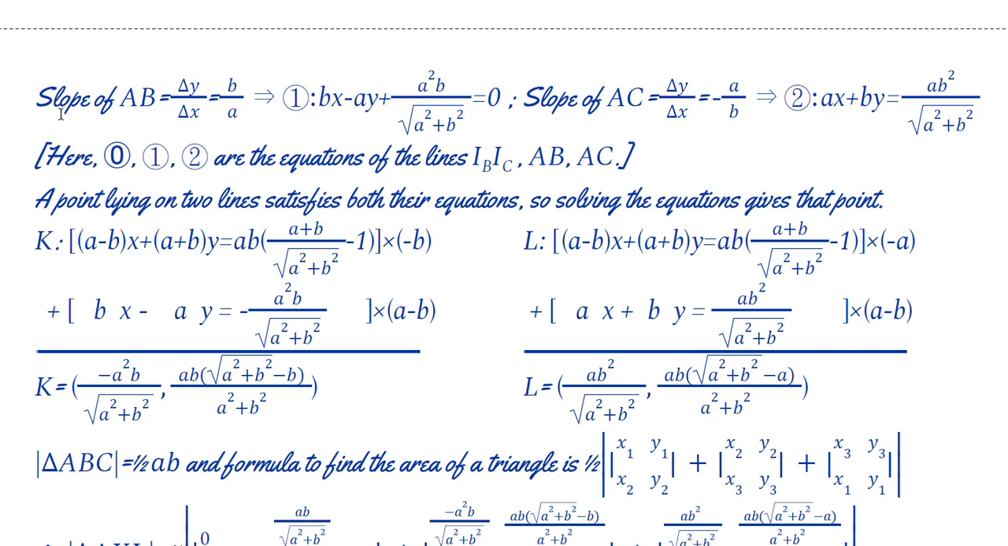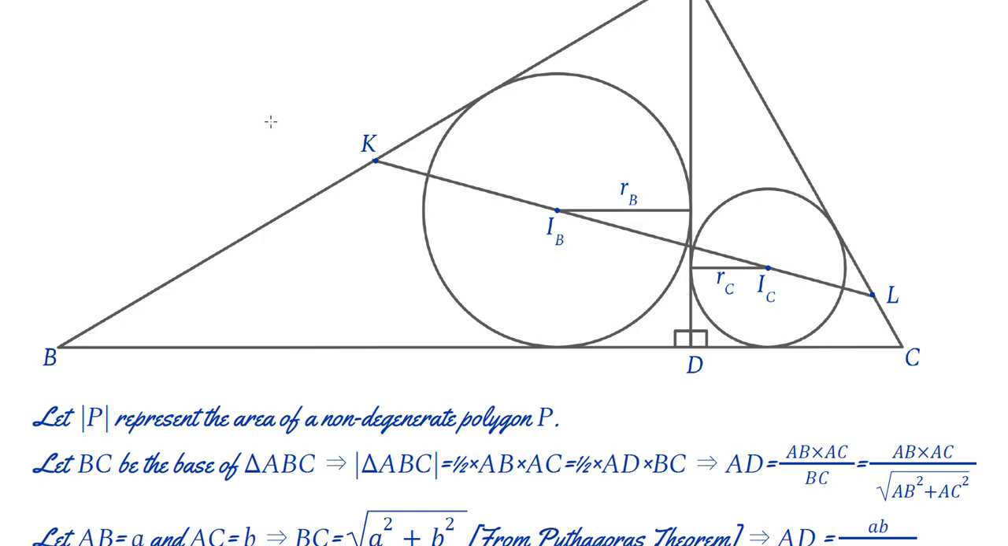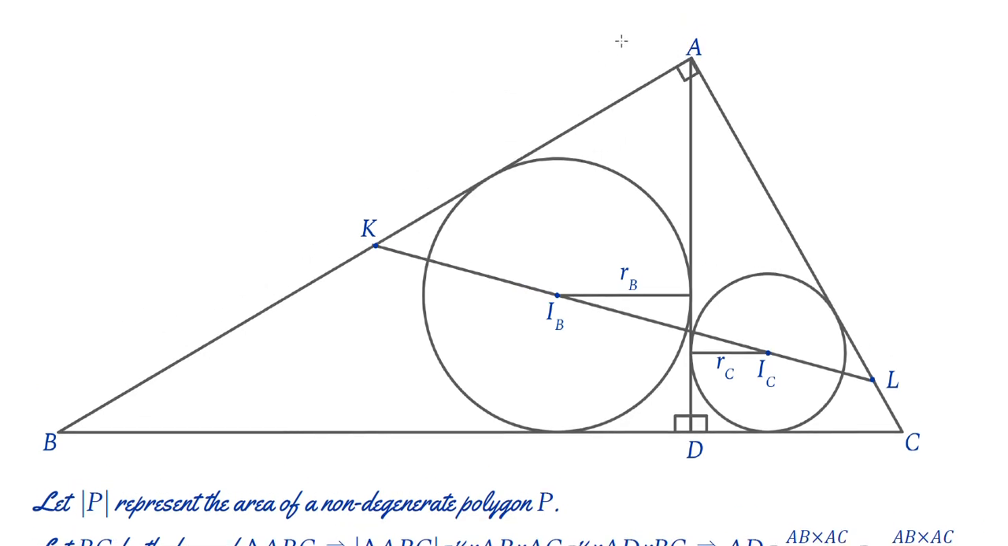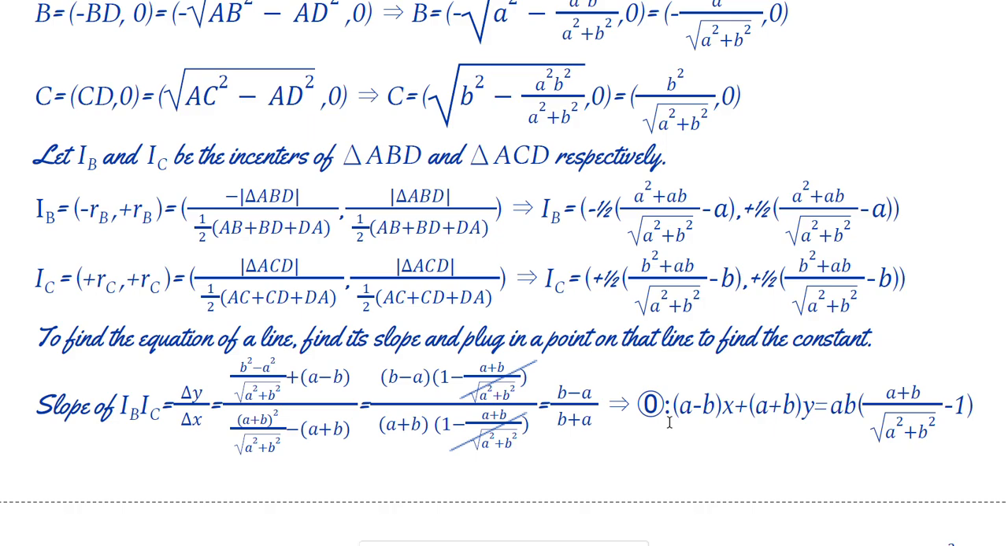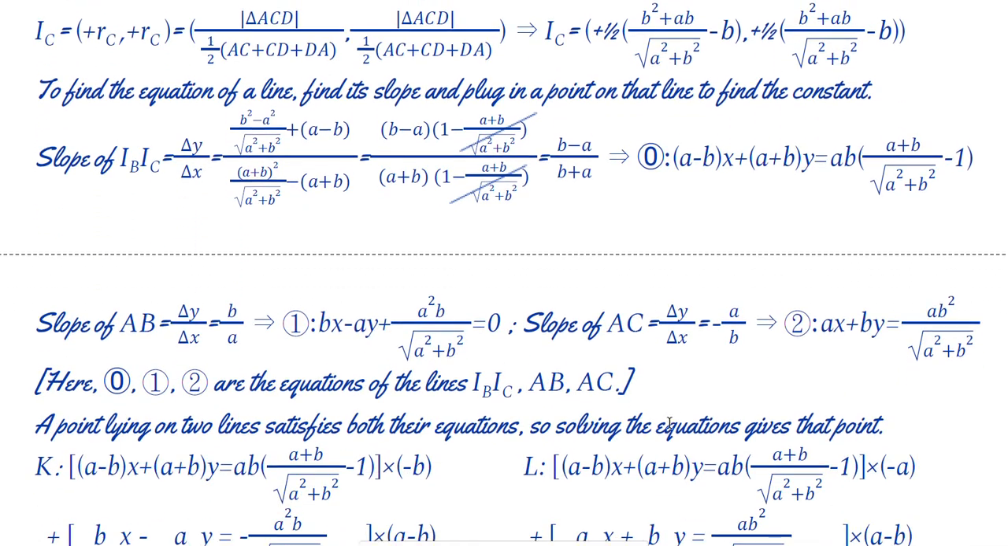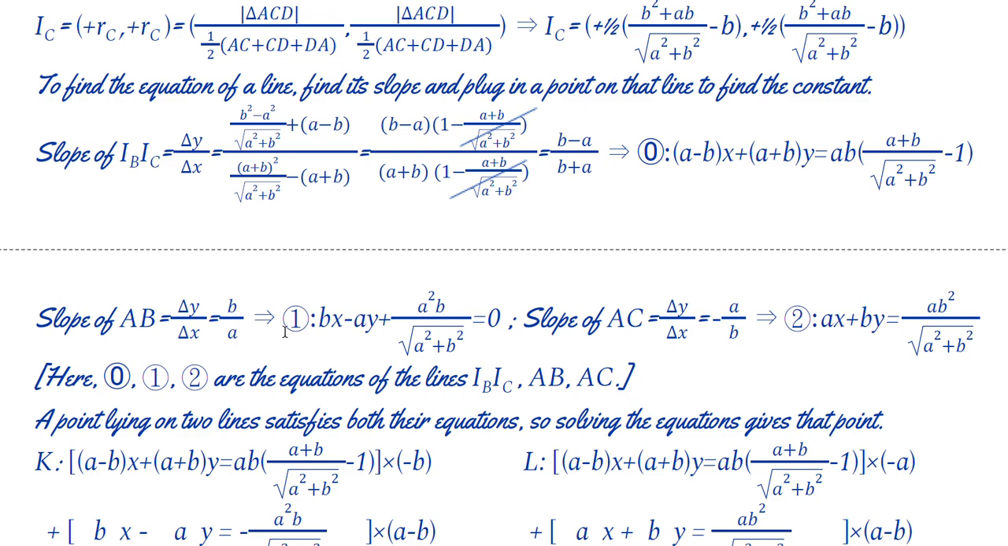And now we'll be finding the slope of AB to find its equation, which is pretty easy. You see here, AB is basically just AD by BD. So you get B by A, and then we get BX minus AY plus A squared B by root A squared plus B squared is equal to 0.